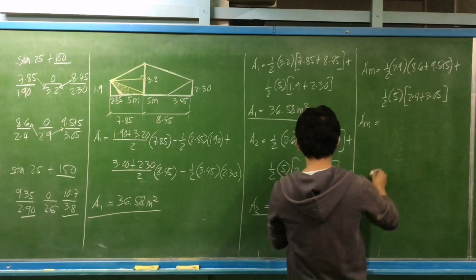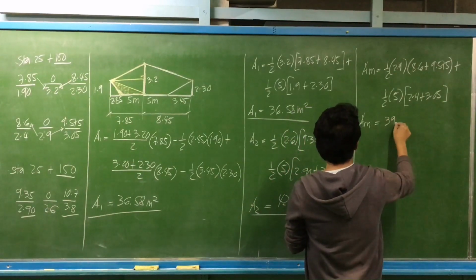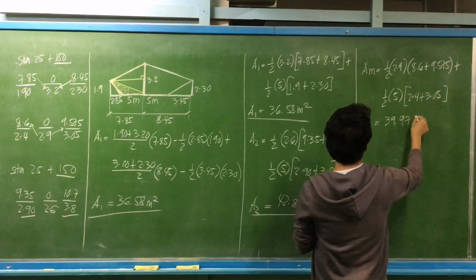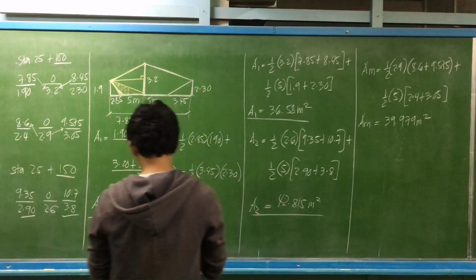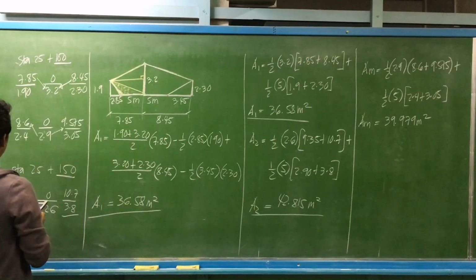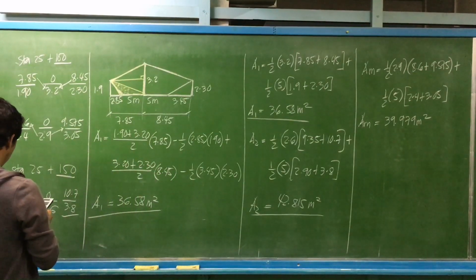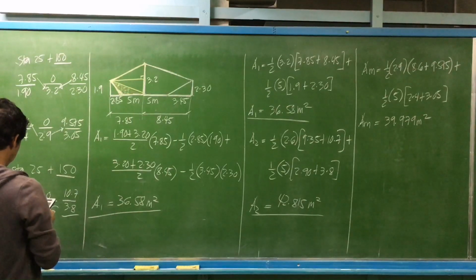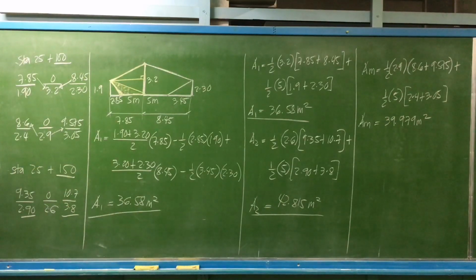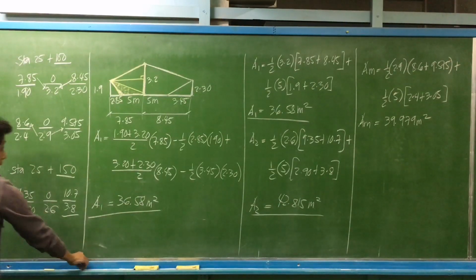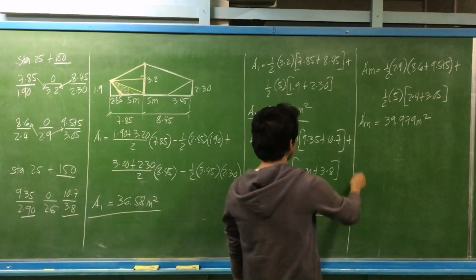So area mean is equal to 39.979 square meters. Okay, double check natin. 0.5 of 2.9, so we have 8.6 plus 9.575 plus 0.5 of the roadway, yung dalawang nasa baba, 2.4 plus 3.05. So we have 39.979. So yung procedure na sinabi niya dito is the prismoidal formula.